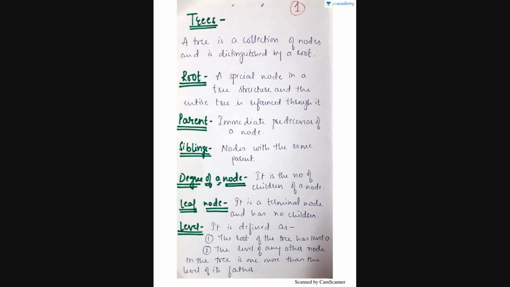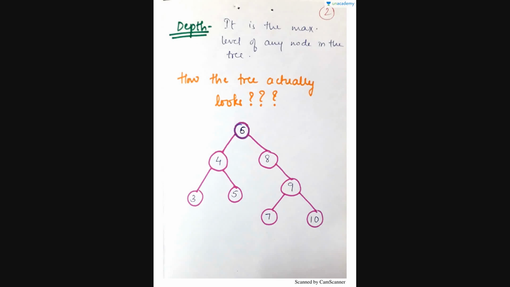Leaf node is the terminal node and has no children. Level is defined as follows: the root of the tree has level 0, and the level of any other node in the tree is one more than the level of its father. And the depth is the maximum level of any node in the tree. So now I have given you a brief idea of the concepts which we will be using in the tree.